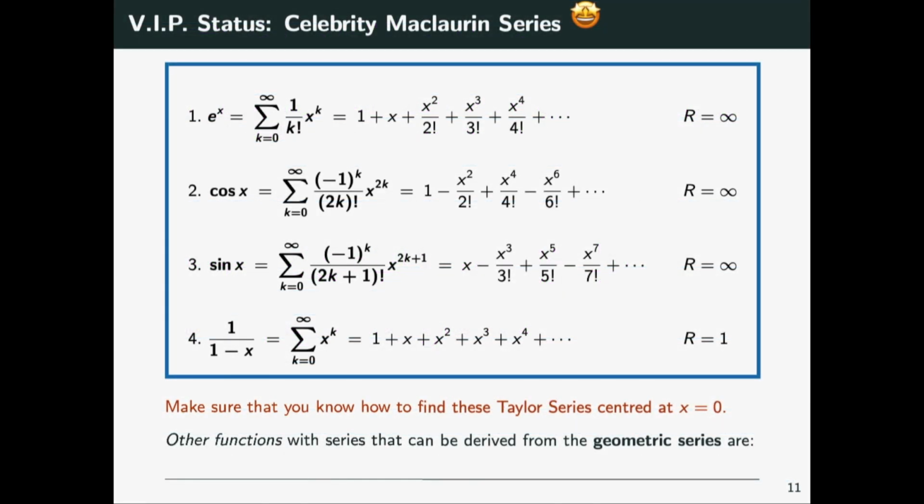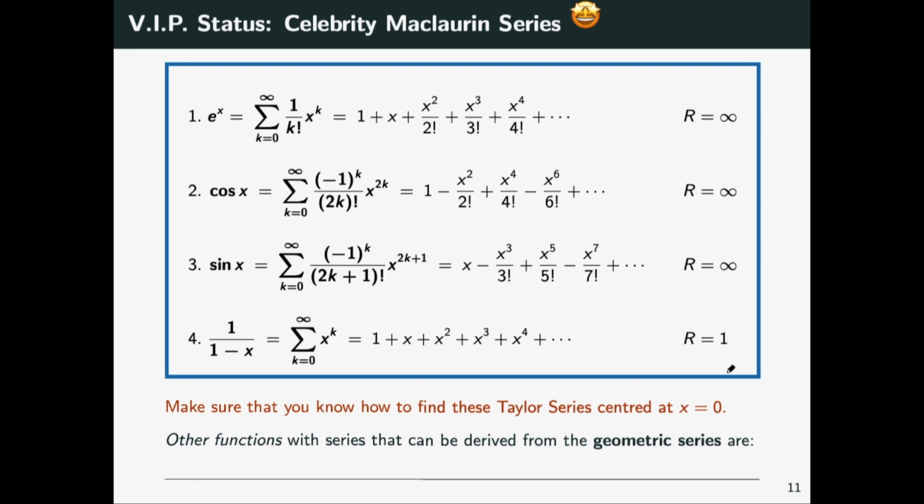On this slide, I just have some really popular celebrity Maclaurin series that get VIP status. Of course, these are going to get it. You know, their radii of convergence are infinite. They have the whole real line about which we have equality, which is amazing.